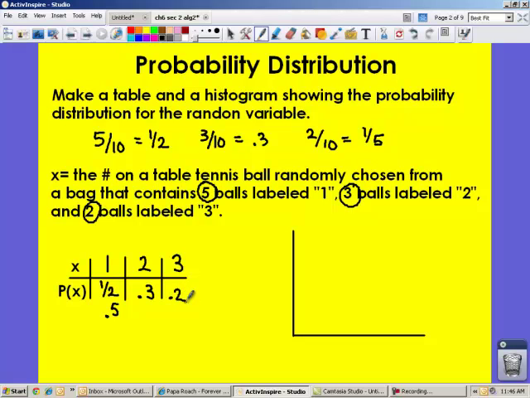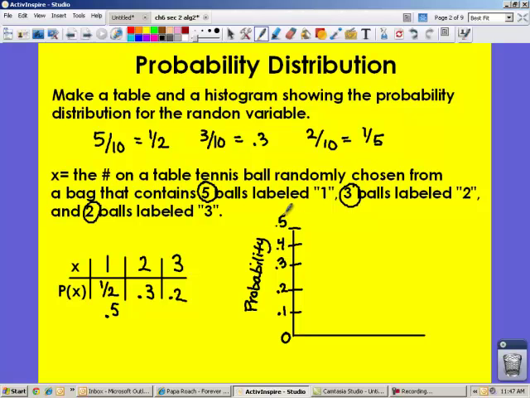So we have our table, and now we're just ready to set up the histogram. And so what we need to do is label some axes over here. We're going to put probability on the side. And we're going to go all the way, it looks like we have from 0 to 0.5, so we can probably go by 0.1. So we have 0, 0.1, 0.2, 0.3, 0.4, and 0.5.